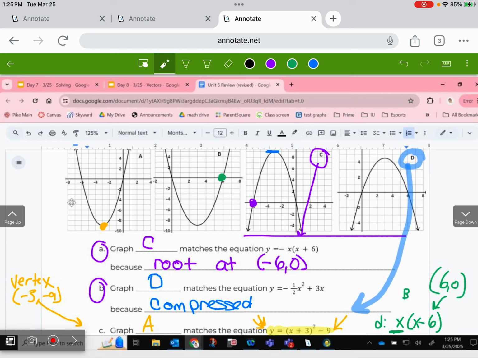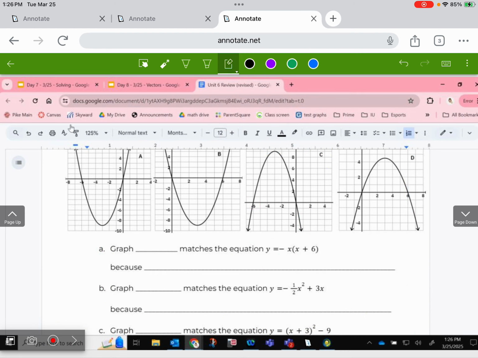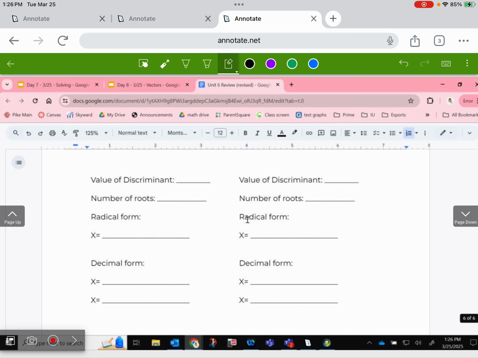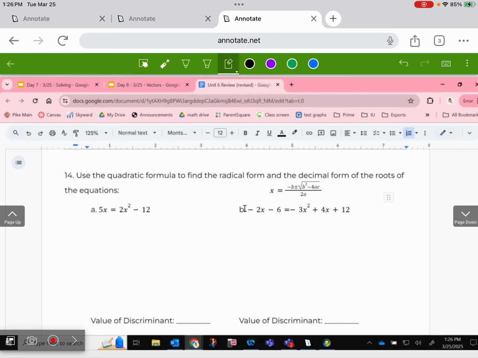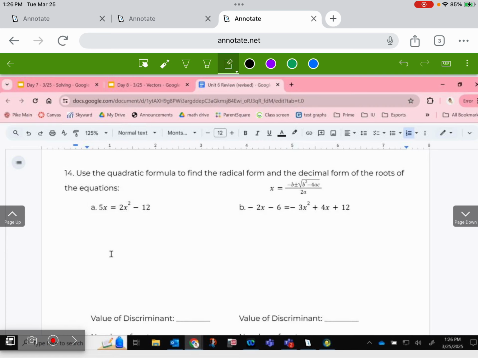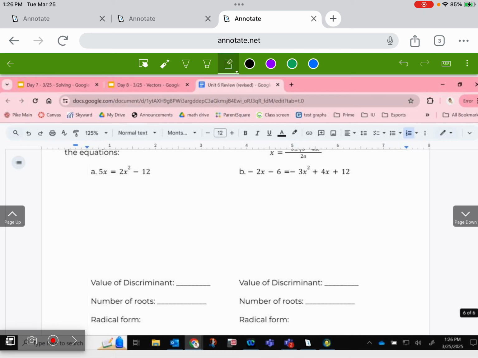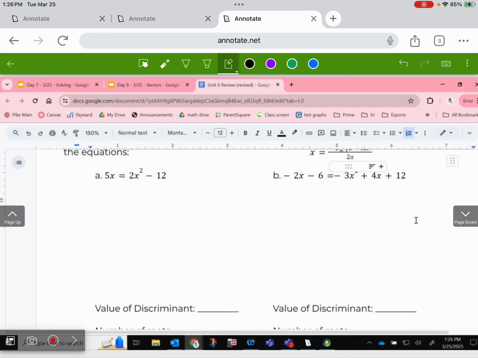Probably have time for one more, if we want to do one more question. 14. A quadratic formula is probably a great choice. Clear some ink. There we go. Let's see which one do I want to do. Let's do A. And then I'll leave you guys B to do. I'm going to zoom it in just a little bit more, and I'll just write the blanks myself.